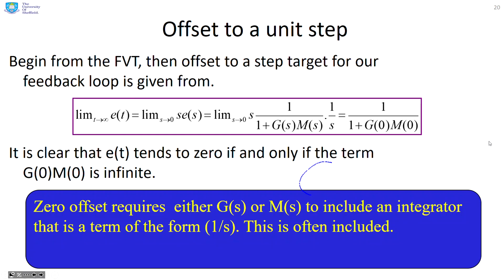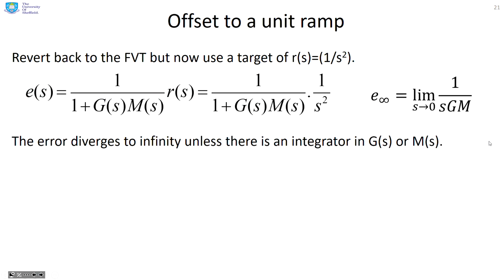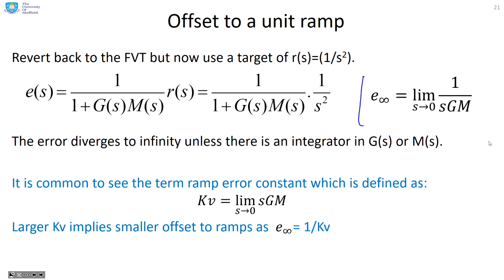Offset, it's important to be clear on how you calculate offset. So just for completeness, I've given the formula here, but you can look at that offline because we've done it elsewhere. And you'll often find in control design, people also look at the offset to ramps. So the formula for offset to ramps is given here, or you may see this ramp error constant term here.